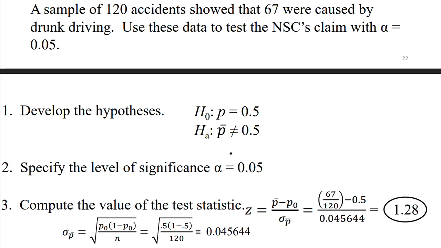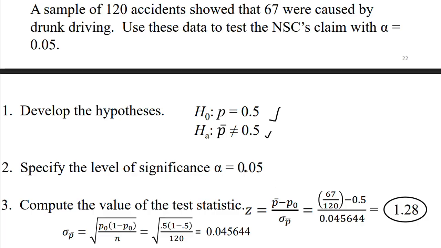And so we start with the null hypothesis and alternative hypothesis, where we say the null hypothesis is 0.5, as per the claim of the National Safety Council, right? 0.5 of the accidents to be caused by drunk driving, against the alternative hypothesis that not 0.5 will be caused by drunk driving. And so we don't know what the actual percentage is, but our alternative hypothesis is saying we do not believe what the null hypothesis is saying.